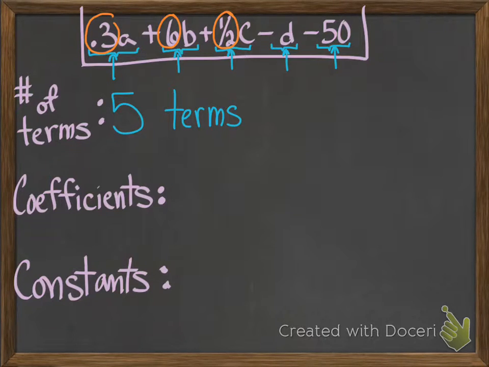What are your coefficients? Well, I'm going to circle those. 0.3, because 0.3 is the coefficient to a, 6 is the coefficient to b, and 1/2 is the coefficient to c. Now you'll notice I left off the coefficient to d. What number is in front of d? Well, there's a 1, right? It's 1d. But there's a minus sign.